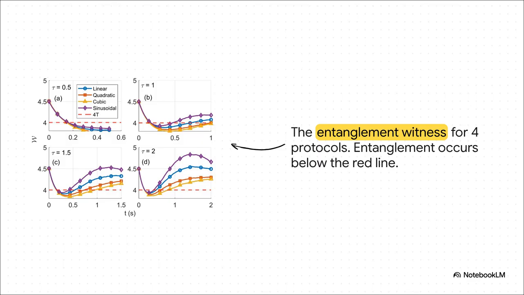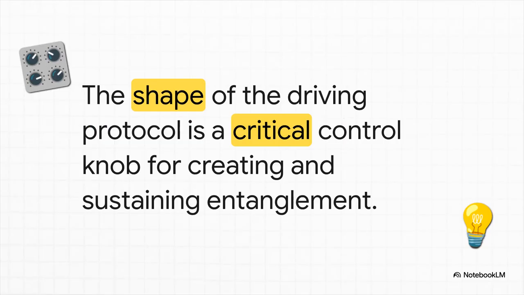Now, when they run the experiment really fast, you can see all 4 methods work. But check out the bottom right, where the process is much slower. That smooth, gentle curve stays entangled for way longer than the others. So yeah, how you do it is critical. And that right there is a huge takeaway. It's not just that you're pumping energy into the system, it's how you do it. The exact shape and timing of your poke acts like a precision control knob, letting you engineer not just if, but for how long these special connections exist. It's a whole new level of control.